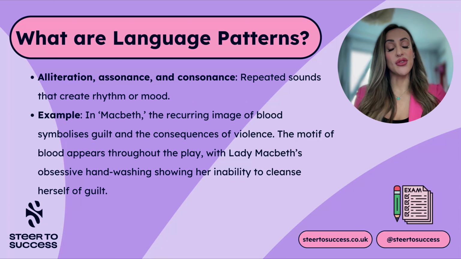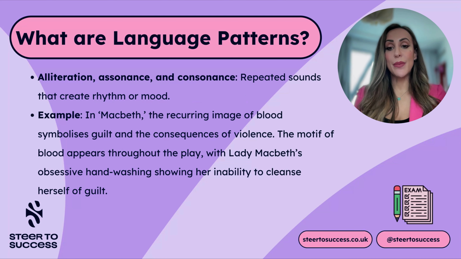So we also have alliteration, assonance and consonants, so repeated sounds that create rhythm or mood. Now, again, with alliteration and assonance, people can use these a little bit interchangeably. Look, assonance is different. So assonance is the repetition of vowel sounds, and we're going to look at that in more detail later on. And alliteration is the repetition of consonant sounds. But if you call assonance alliteration, you're not going to get marked down by any stretch of the imagination. Often alliteration is kind of the umbrella term that people use, but brilliant if you can use assonance and alliteration to differentiate between the two, because obviously they are slightly different.